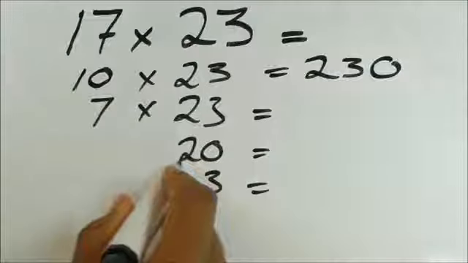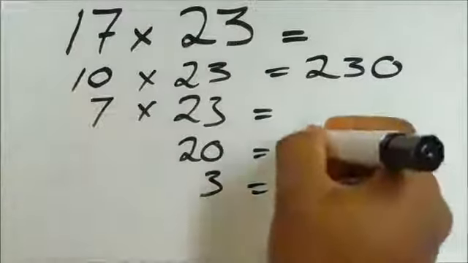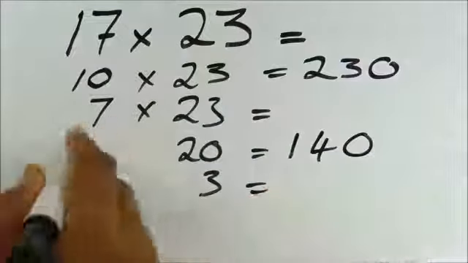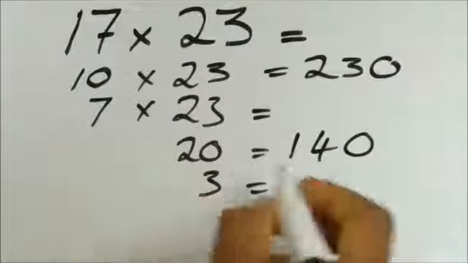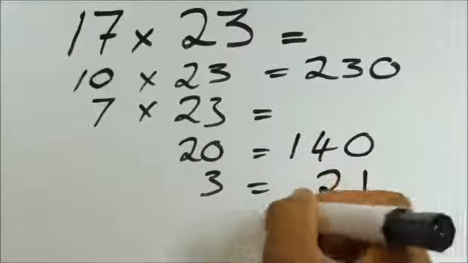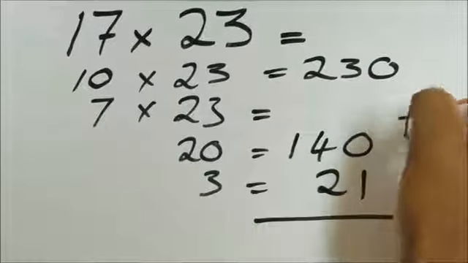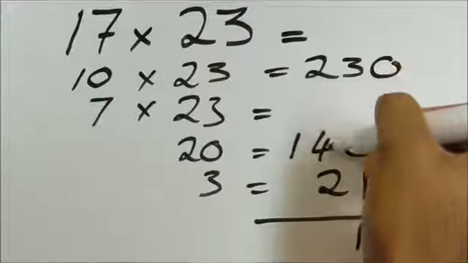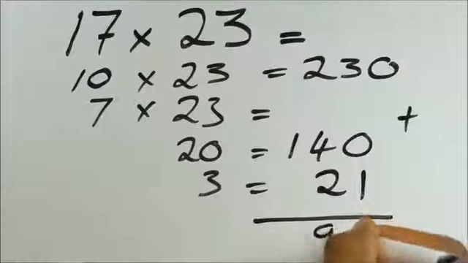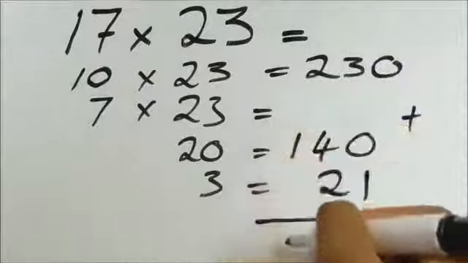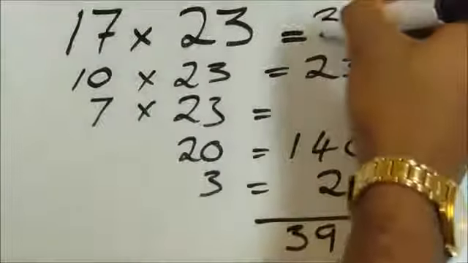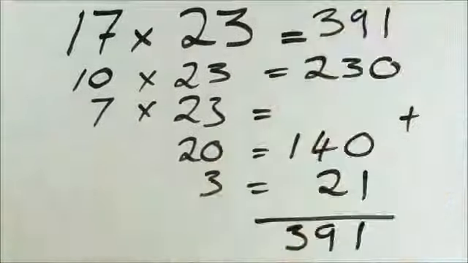7 multiplied by the 20, you just double that number, 14, and put the 0 in there, 140. 7 multiplied by the 3 is 21. Add up these numbers here, so you've got the 1 here, 3, 4, and 2, 9, 2 and the 1, 3, total number 391.